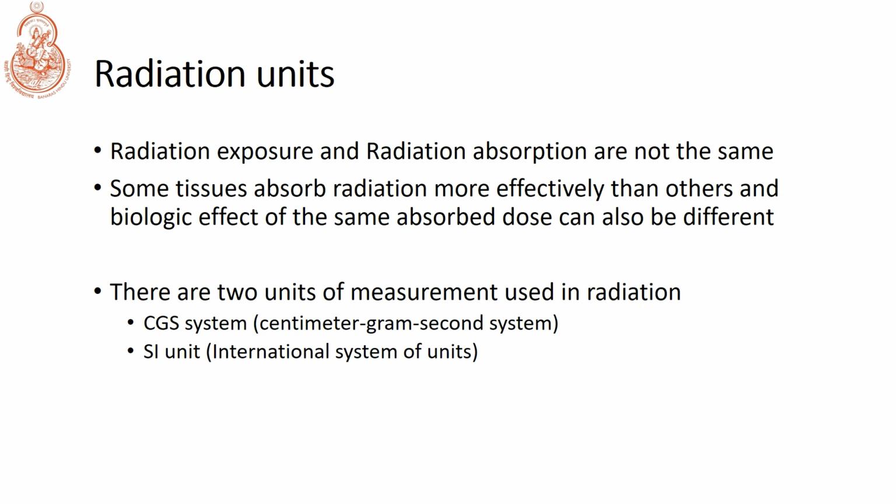The radiation units. Radiation exposure and radiation absorption are not the same. Certain tissues absorb more radiation effectively than others, and the biologic effect of the same absorbed dose can also be different. There are two units of measurement that are used in radiation. One is the CGS system, which is otherwise called the centimeter gram second system, and the second one is the SI unit system, which is also called the International System of Units.